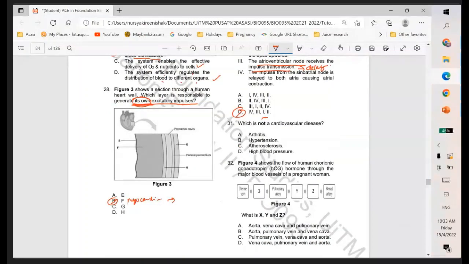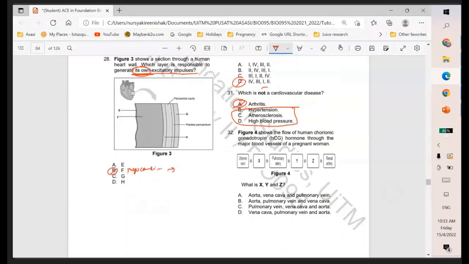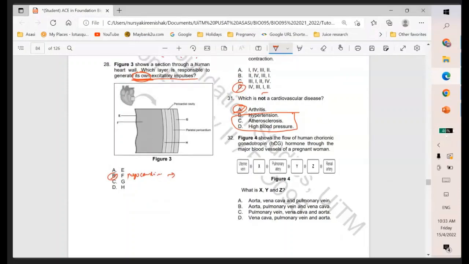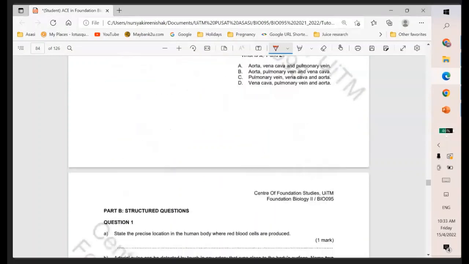Alright, thank you. Munira, 31. Question 31, which is not a cardiovascular disease, CVD? My answer is arthritis, because CVD is related to heart and blood vessel disorders, but arthritis is about inflammation of joints. Correct. Thank you, Munira. And then the last question, 32.